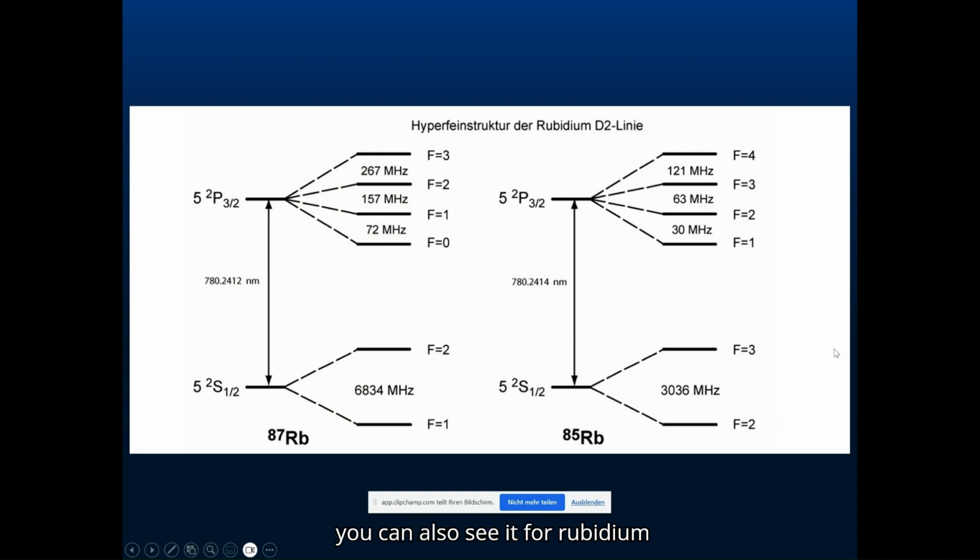So when we do the experiment, we are going to see 3 hyperfine peaks for this case. On the right hand side, you can also see it for rubidium 85, where the main difference is the numbers for the hyperfine levels and the difference between them. So you can see here the frequency difference between the F prime equals 2 state and the F prime equals 3 state is 270 megahertz in this range.